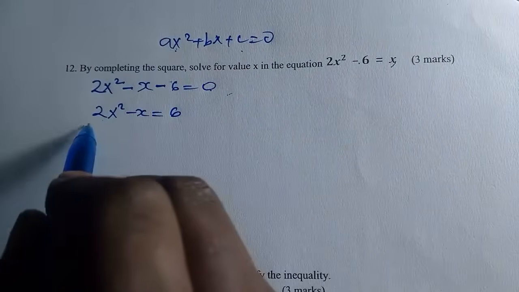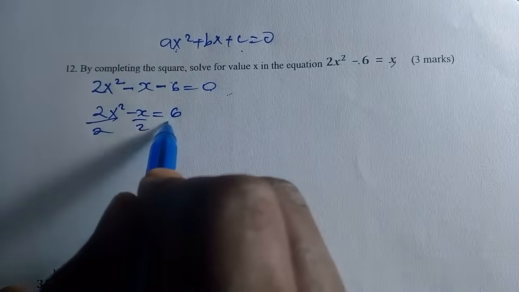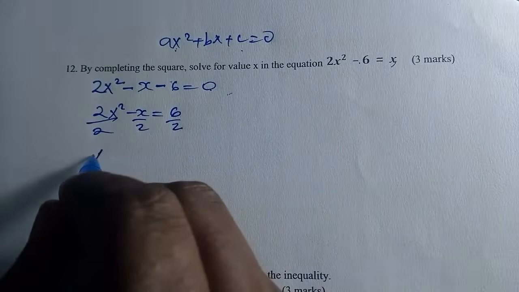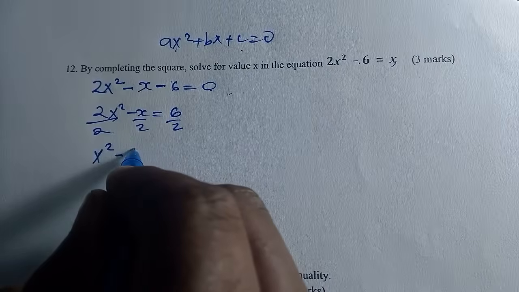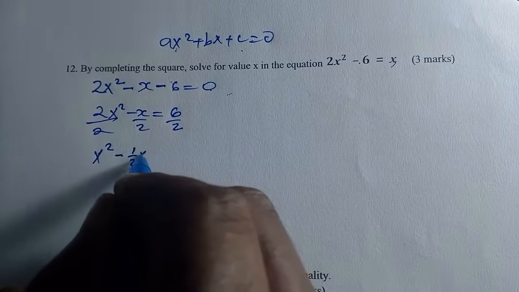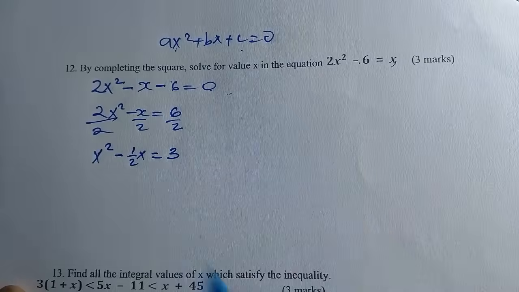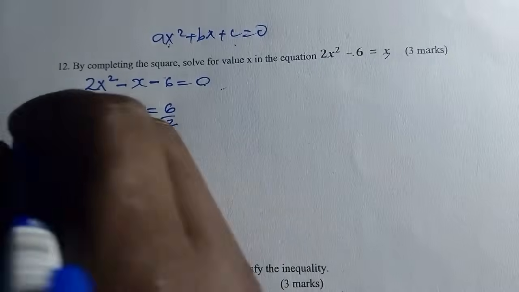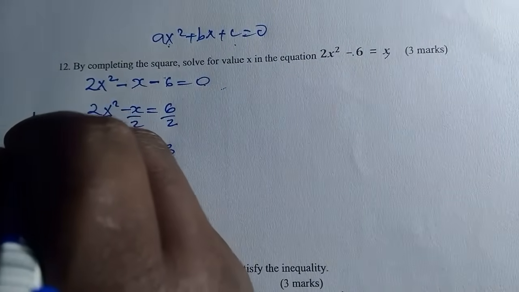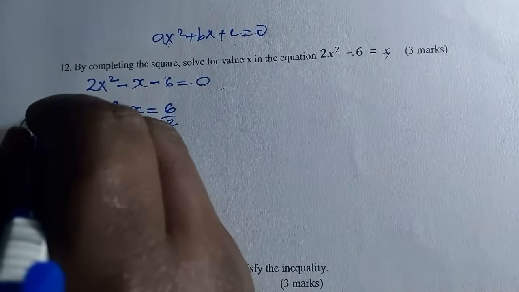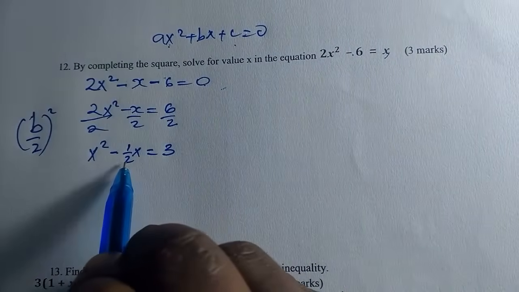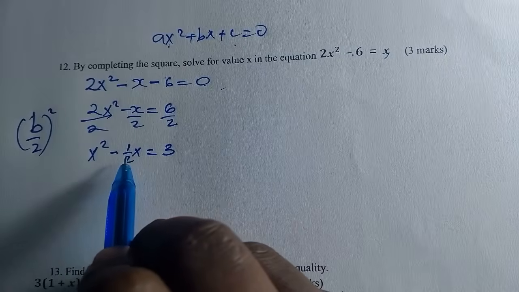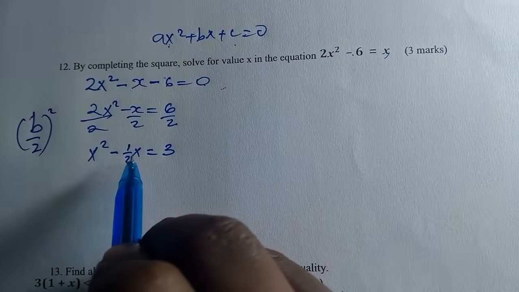So divide by 2, divide by 2, divide by 2. So we have x squared minus a half x is equal to 3. Now from here, we start solving it. So you remember (b over 2) squared. So this is b. Our b is a half.